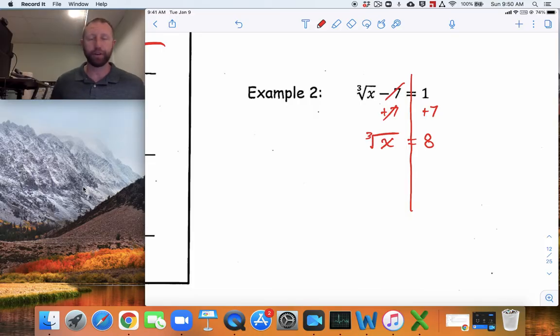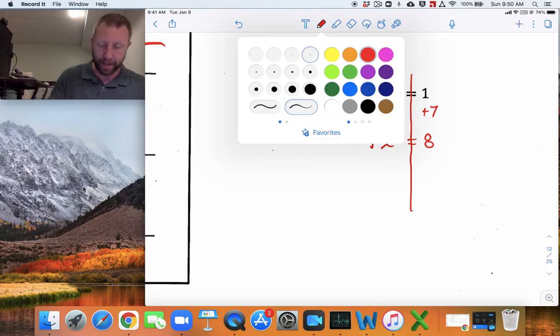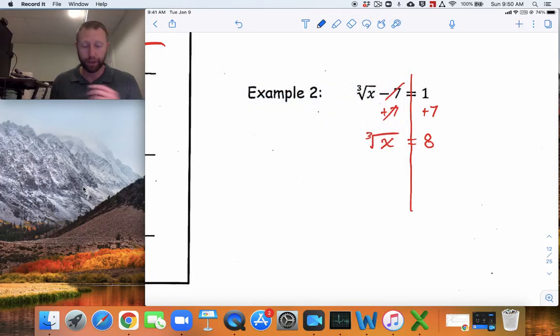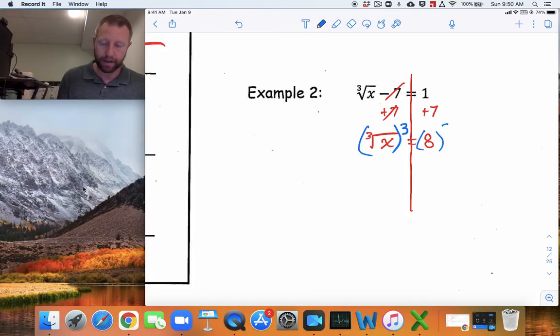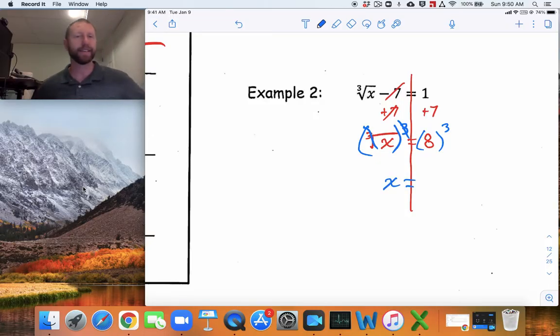The opposite of the cube root of x is to cube both sides. So I'm going to go ahead and cube this side and cube this side, right? The cube root symbol and the cubed cancel each other out. I'm left with just x.